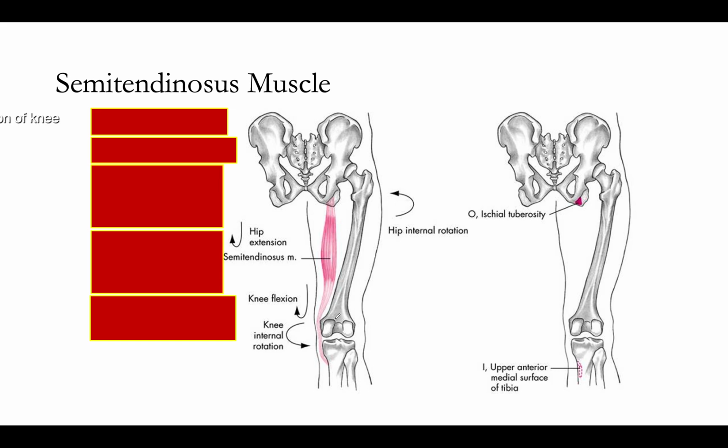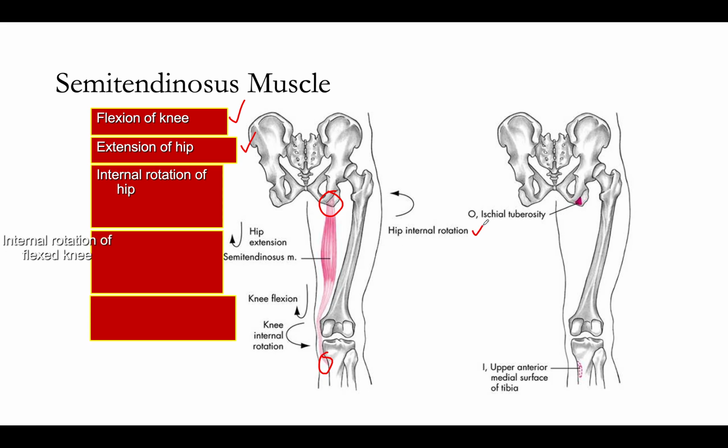The semitendinosus, again, is a two-joint muscle group. It not only flexes the knee and extends the hip, but we see again that the origin is going to be located at the ischial tuberosity, and it's going to insert at the medial surface of the tibia. It does internal rotation of the hip. It also does internal rotation of a flexed knee for weight-bearing purposes. And then it also creates a posterior pelvic rotation or tilt.